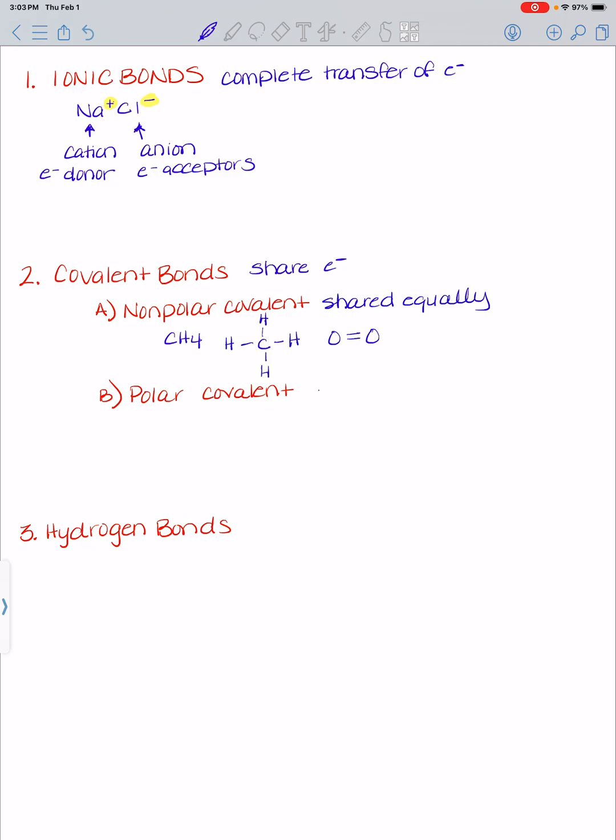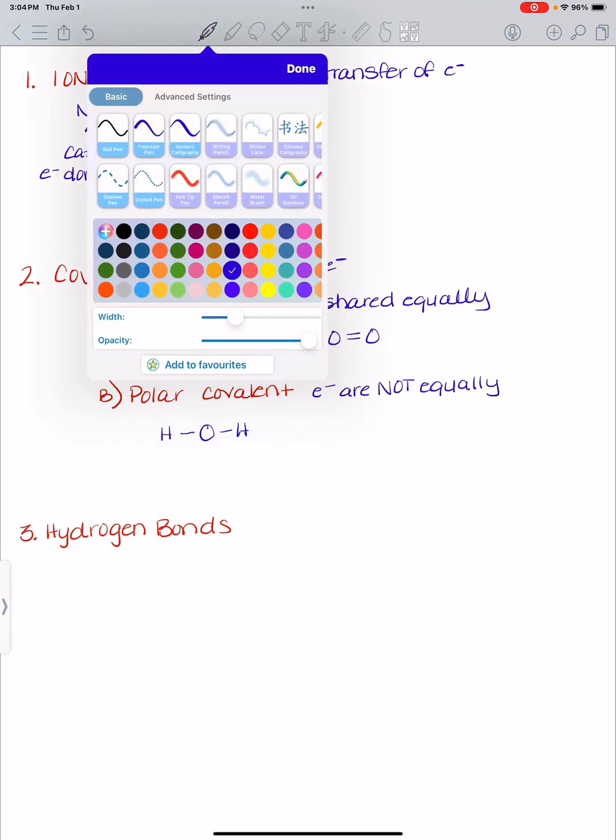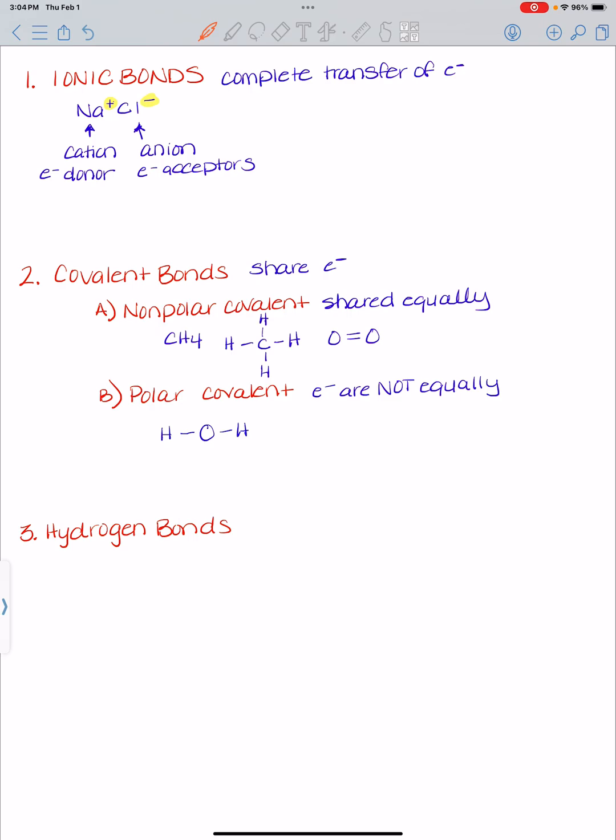The second kind of covalent bond is a polar covalent bond, and this is where the electrons are not shared equally. One of the atoms in the molecule is going to be pulling harder on the electrons than the other one. So water is a great example. Water is H2O, so I'm drawing the oxygen and the two hydrogens here. We still are drawing the straight line because we're sharing electrons. However, because they're not shared equally, we have to add our partial positive and partial negative charges. Not complete charges like up here because it's not an ionic bond. We're still sharing, they're just not shared equally.